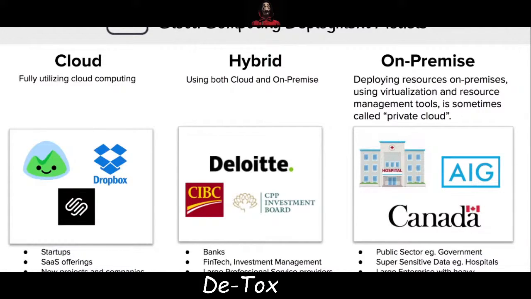So now going on to on-prem. On-prem is when you are deploying resources on-premise using virtualization and resource management tools, and is sometimes called private cloud. And so on-prem is still being utilized by a lot of companies today. And generally, you will see public sector, so the government has on-prem data centers. When you're dealing with super sensitive data, such as hospitals, you have health records, there is an aversion to putting that into the cloud.